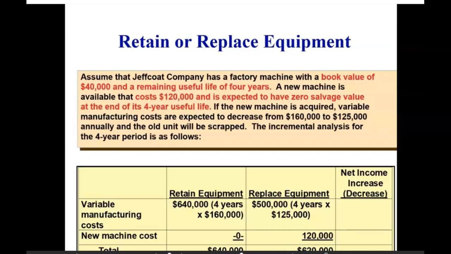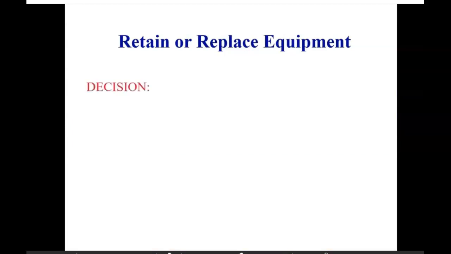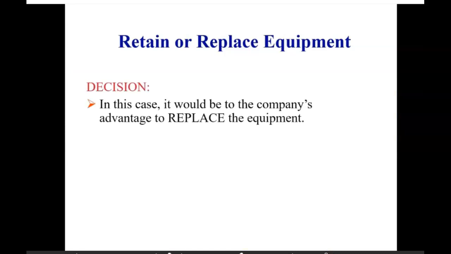So what is relevant here is the cash outflow. If I retain, the cash outflow is $640,000. If I replace, the cash outflow is $500,000. So the difference here is a saving of $140,000. But the cost of the new machine is a cash outflow of $120,000. When I net those two together, obviously, I have a net benefit of replacing that piece of equipment. So the decision would be to the company's advantage to replace that equipment.